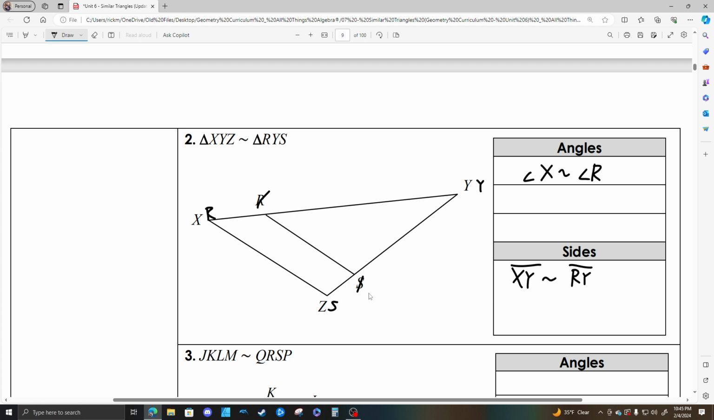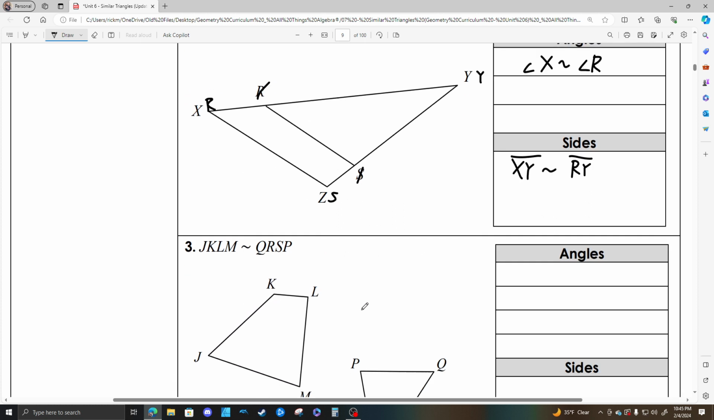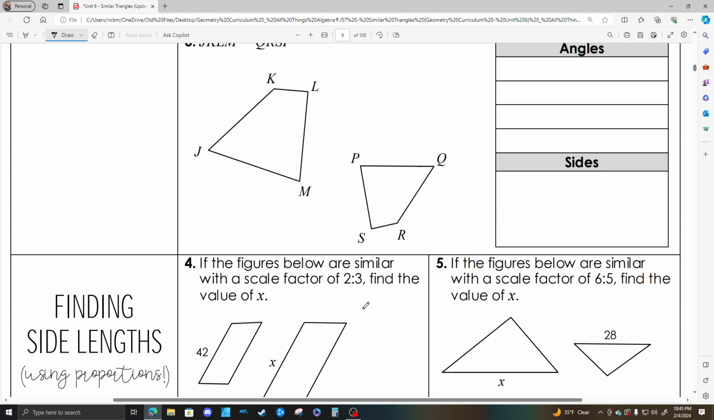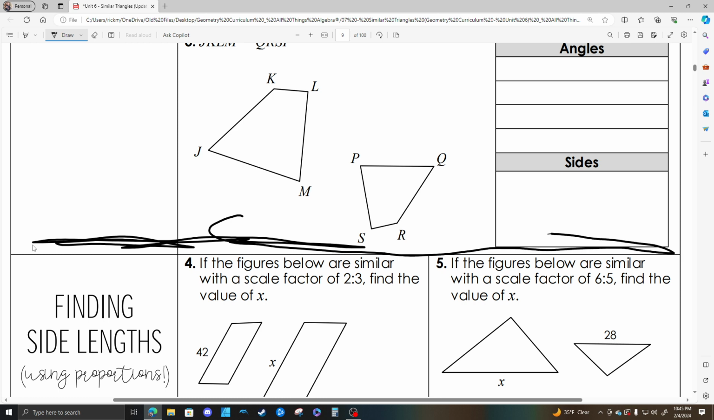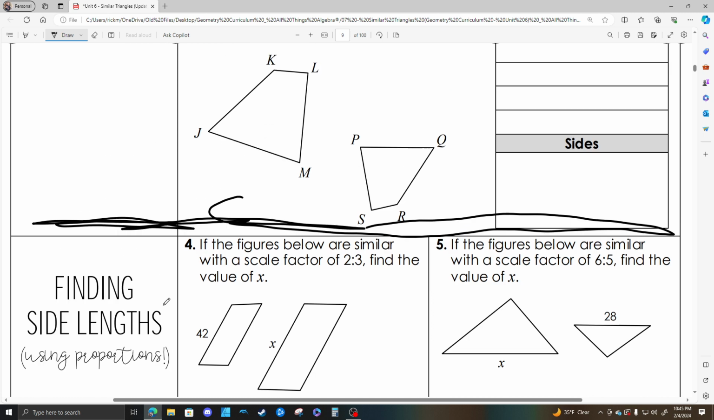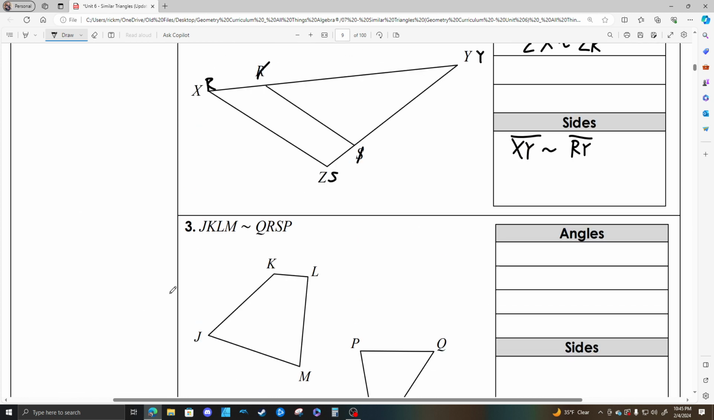Perfect. And that's really it when it comes to congruency statements, all right? Try and do number 3. We're going to do finding side lengths in the next lesson. So if you want to, remember that we're not doing this anymore, you can draw a line right here. This is where we're stopping. Okay? Awesome. So we'll do finding side lengths tomorrow. And that's it for this video. So I will see you in the next one.